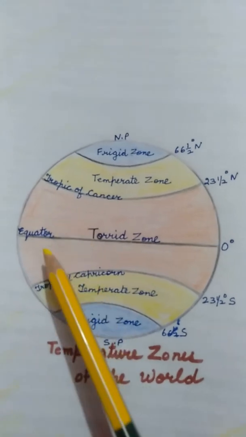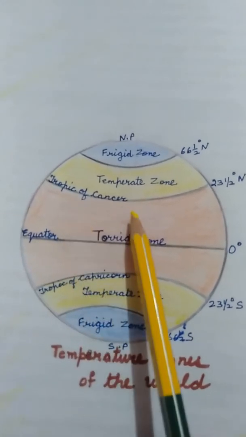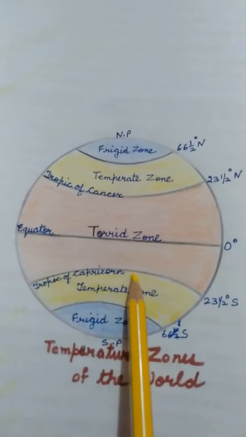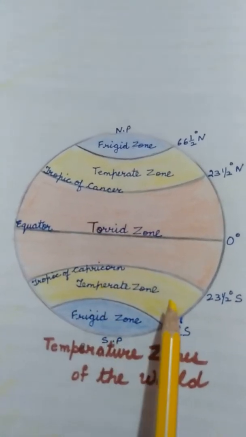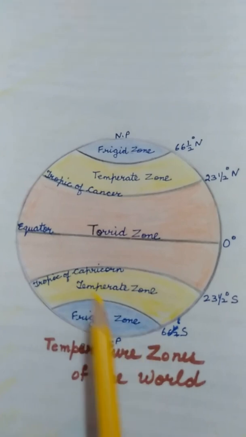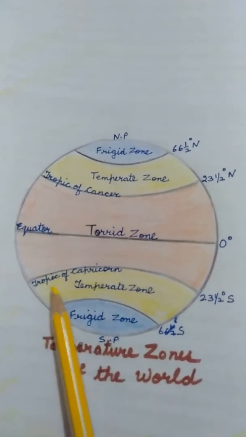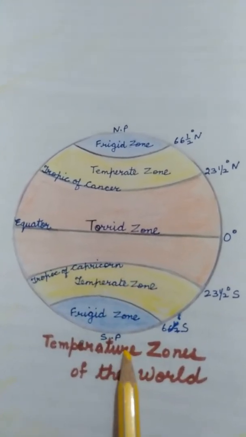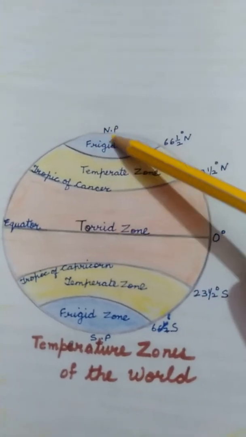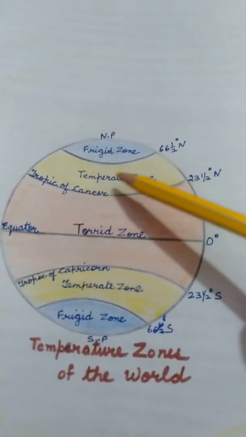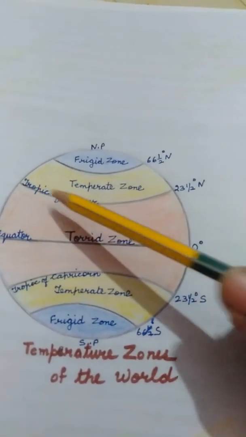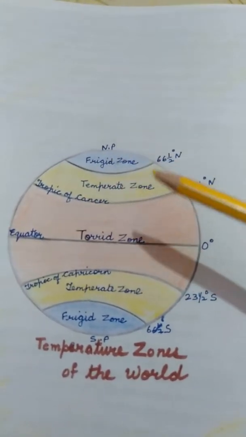So torrid zone, it extends from Tropic of Cancer till Tropic of Capricorn, this full orange color, right? And this temperate zone, the south temperate zone lies between Tropic of Capricorn and South Pole. The same way this is there for the north temperate zone. North temperate zone lies between Tropic of Cancer and North Pole.